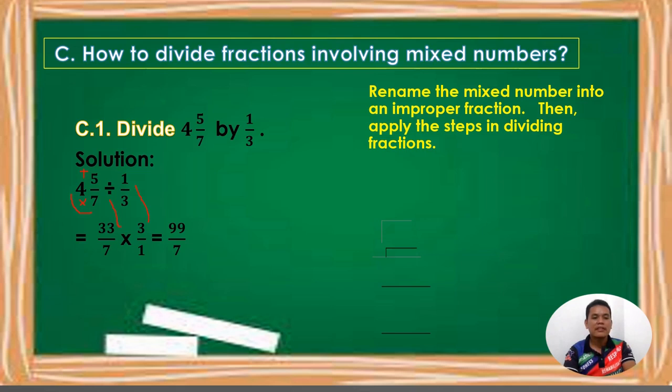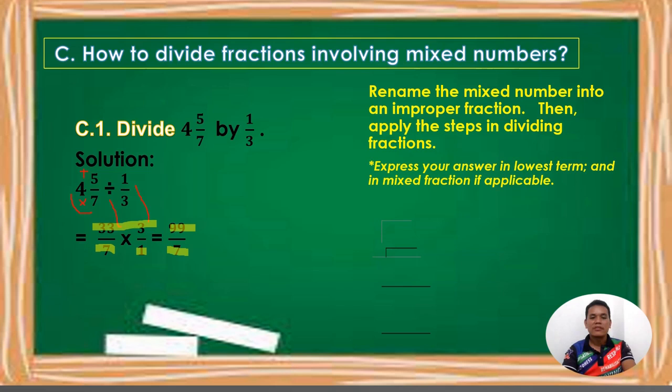33 times 3 equals 99. Are we correct? Yes. 7 times 1 equals 7. So we got the answer 99 over 7, which is obviously an improper fraction. Express your answer in lowest term, and it's already in lowest term.